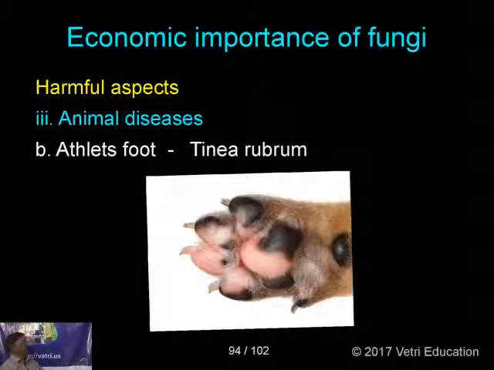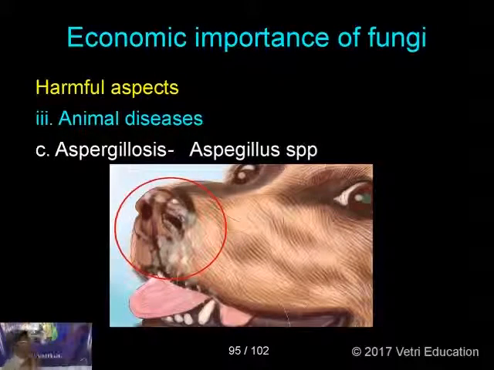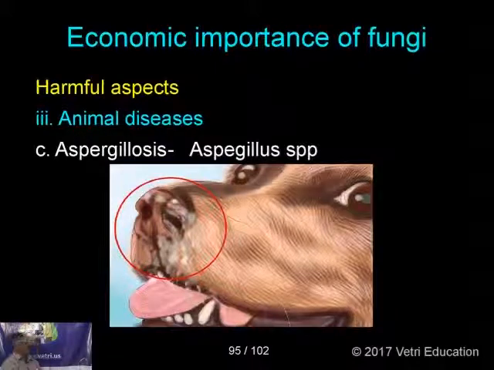So in animals also you can find athlete's foot. Here this is an animal's leg, where you can find the fingers and toes. In between you can find the disease caused by Tinea rubrum. The next, in animals, aspergillosis.